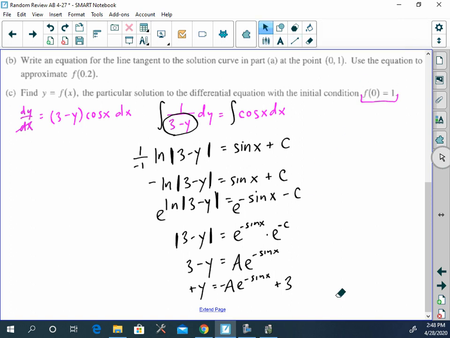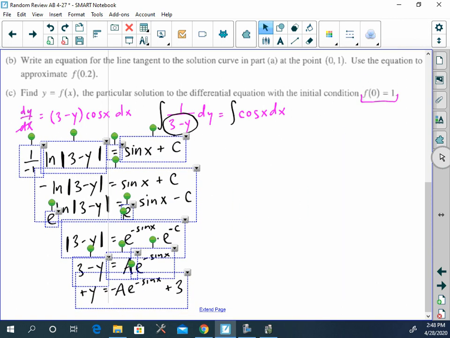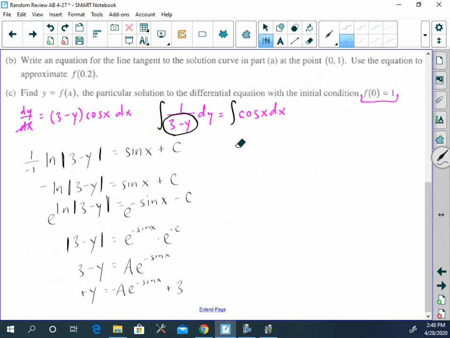Let me just shift this so I can finish this off to the side here. Okay, so now I've got my y equals negative a e to the negative sine of x plus 3. And then I'm going to plug in my x is 0, my y is 1 to solve for my a. Okay, so this is going to be the sine of 0, which is 0. I'm going to subtract the 3 over, so I'm going to get -2. Anything to the 0 power is 1, so that just goes away, so my a is 2.